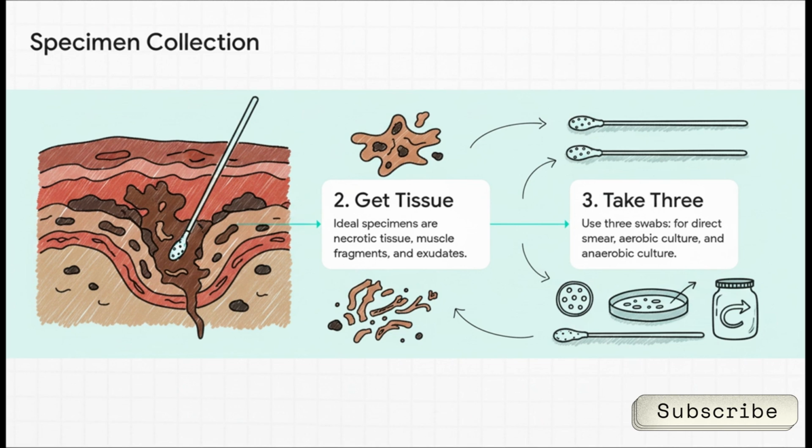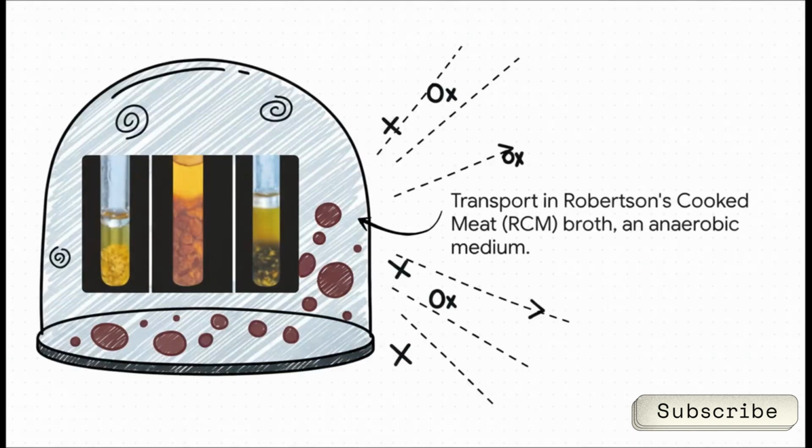You need 3 separate swabs. One for the direct Gram stain, one for an aerobic culture to see what else might be growing, and the crucial third one for the anaerobic culture. Now, getting that sample to the lab safely is just as important.